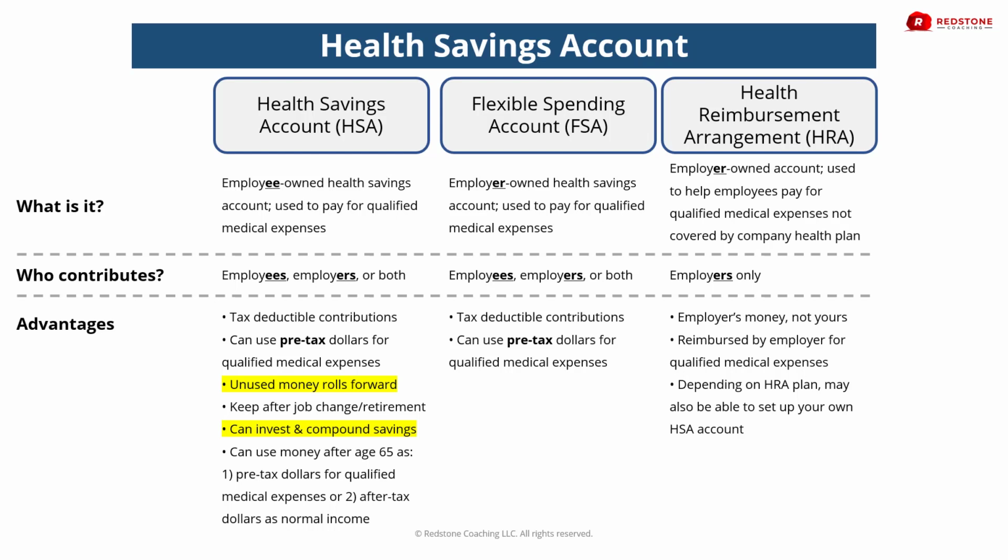But also for the HSA, what's important is unused money rolls forward. If you put in $3,000 and you only use $500 that year, at the end of the year you still have $2,500 in that HSA account. The following year, your beginning balance is $2,500. In an FSA, it's use it or lose it. So if you put in $3,000 into your FSA and you don't use it, the next year it's gone. You don't have it anymore. So that's a huge difference between an HSA and an FSA.